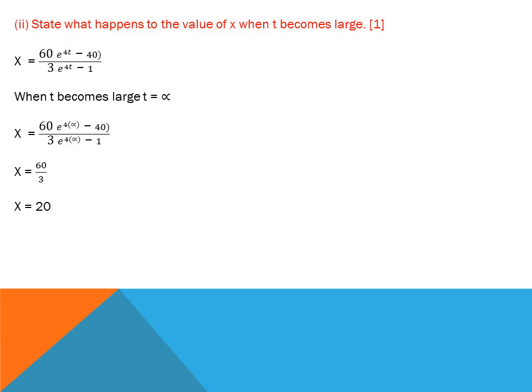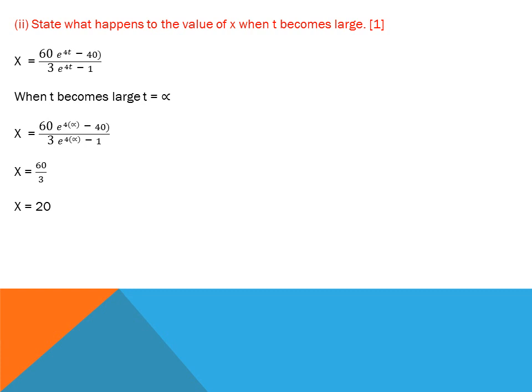In the last part, he is asking to find the value of x when t becomes large. T becomes large means t is equal to infinity. So I put infinity in place of t: 60 e power 4 infinity minus 40 over 3 e power 4 infinity minus 1. If the power of e is infinity, then it becomes infinity. So 60 infinity minus 40 over 3 infinity minus 1.